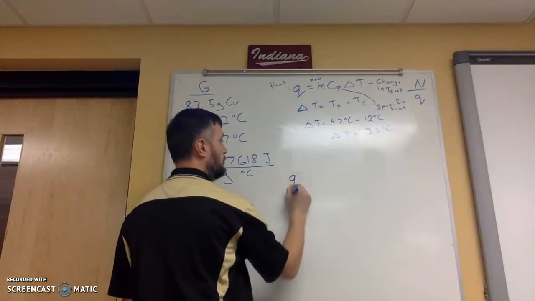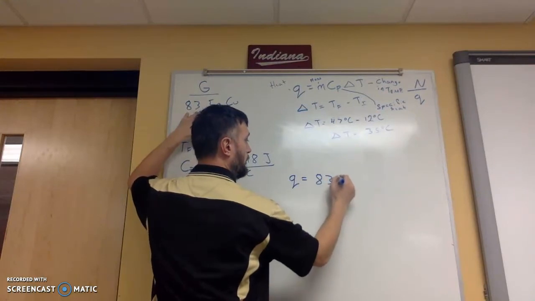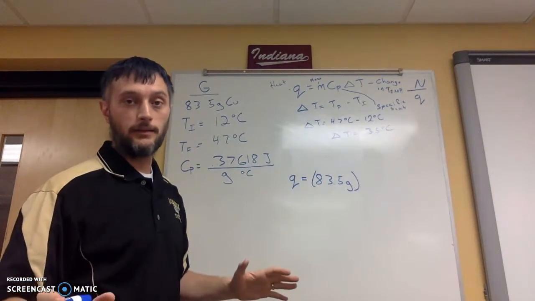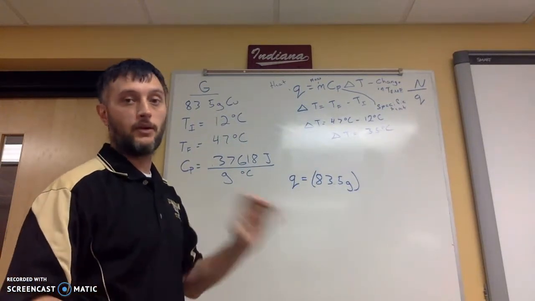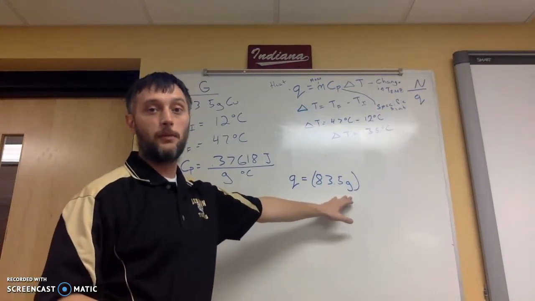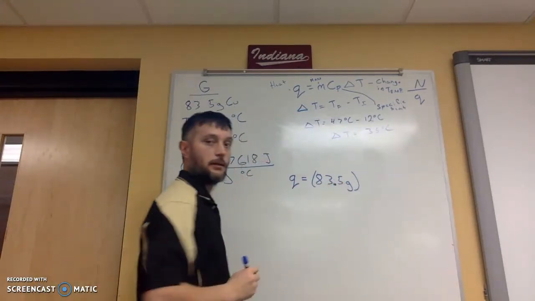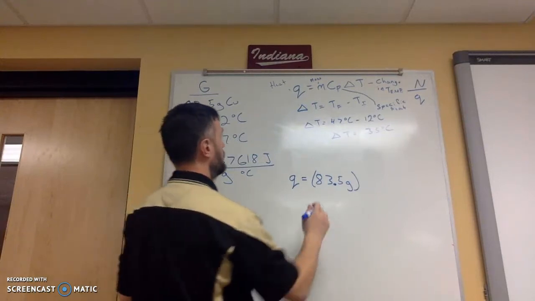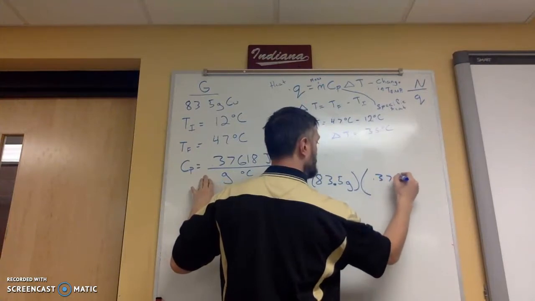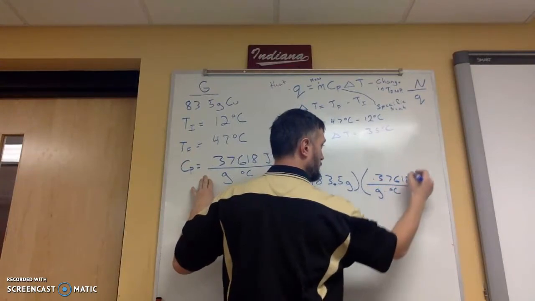So I've got Q equals, my mass was 83.5. Now, since I'm not doing any stoichiometry to this, I'm not going to convert to moles or something else. I'm not converting to liters or something else. I'm not going to track my label through this problem. 83.5 grams is what I need. The copper is just going to take up space. So I've got m times c, so my specific heat is 0.37618 joules per gram degree Celsius.